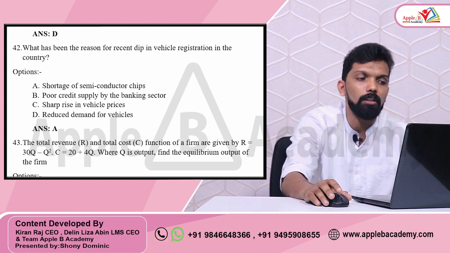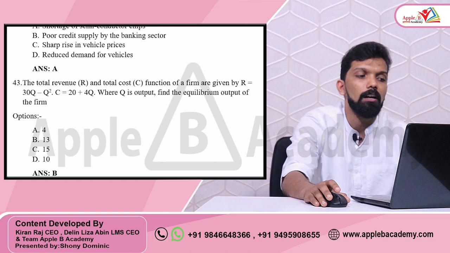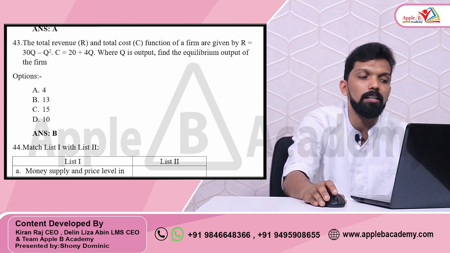The question number 43, the total revenue and the total cost function of the firms are given by R, revenue function equal to 30Q minus Q square, cost function equal to 20 plus 4Q, where Q is output. Find the equilibrium output of the firms. So the options, option A 4, option B 13, option C 15, option D 10. The right answer for this question is option B.